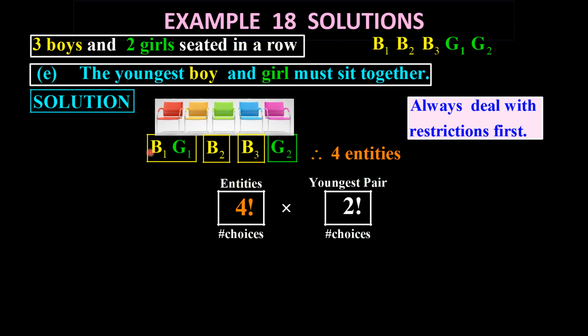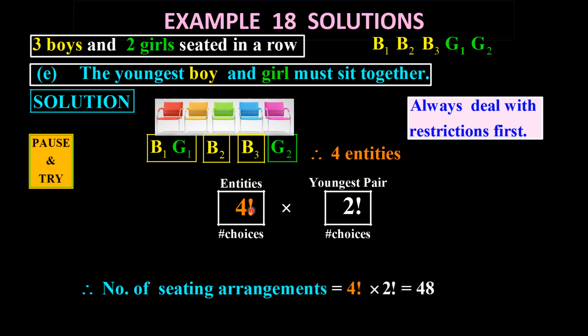The youngest pair, remember I can have boy, girl, or they can sit girl, boy. The pair can be arranged in 2 factorial ways. So the number of seating arrangements if the youngest boy and girl must sit together is 4 factorial times 2 factorial, and if we calculate that, that's exactly 48.